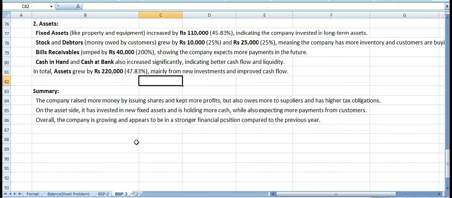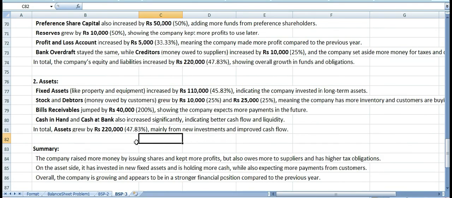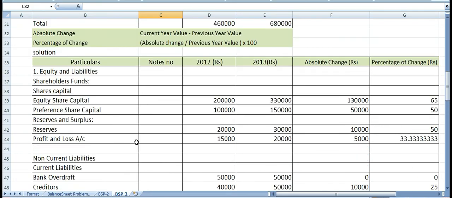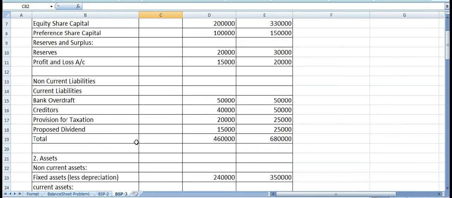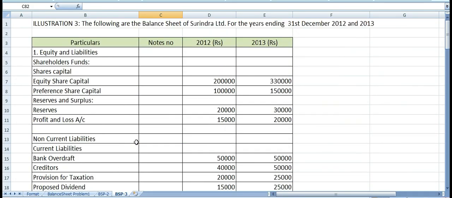Overall, the company is growing and appears to be in a stronger financial position compared to the previous year. Hence, this company can be considered for investment based on our comparative analysis of financial statements.